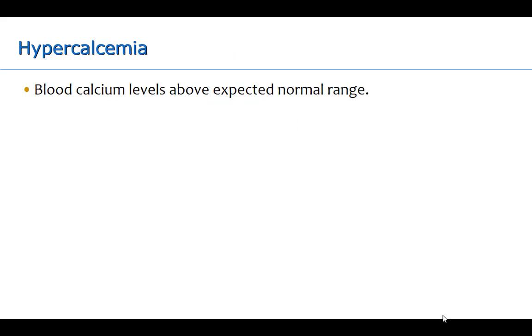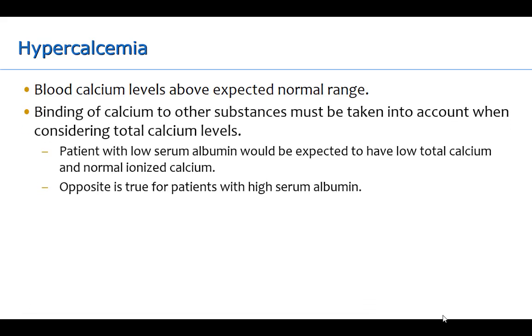Now, looking at the abnormalities of calcium homeostasis, first we look at hypercalcemia, if the blood calcium levels are above the expected normal range. Now, one thing which I think we have discussed before, whenever you are looking at blood or plasma calcium levels, you have to look at albumin as well, because calcium is bound to albumin, okay, and it's only the free calcium which is physiologically active.